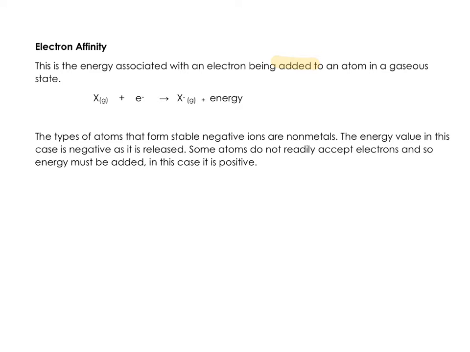So the types of atoms that form stable negative ions are nonmetals. The energy value in this case is negative as it's released. Some atoms do not readily accept electrons, like metals, and so energy must be added. So in this case, the energy is positive. And of course, noble gases wouldn't want electrons either, so it'll be positive. So the graph's a little bit confusing.